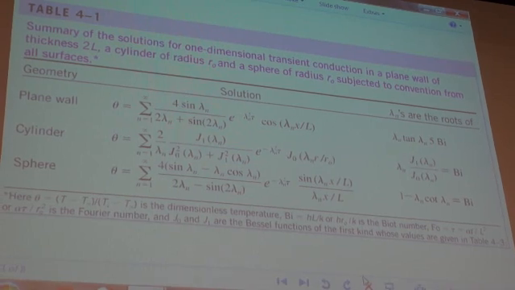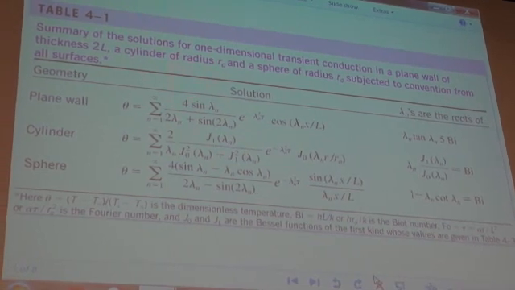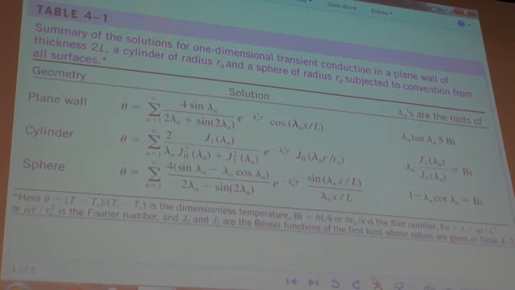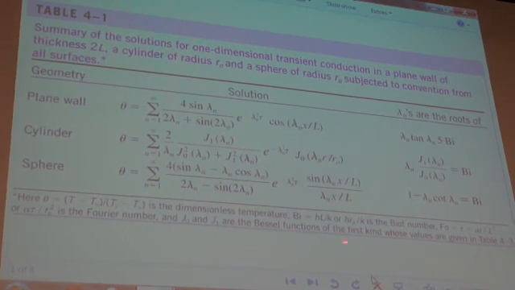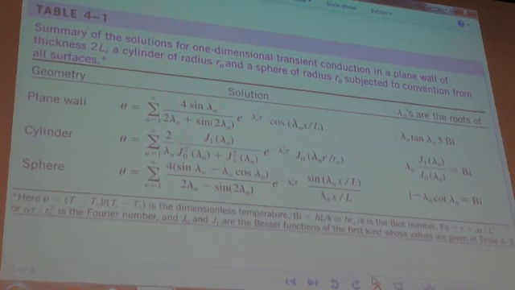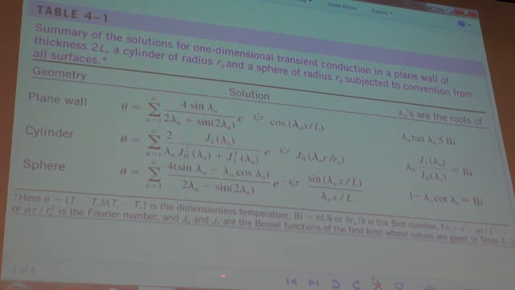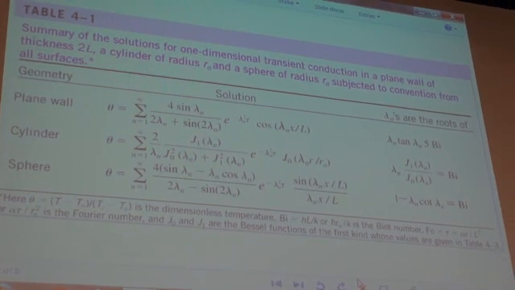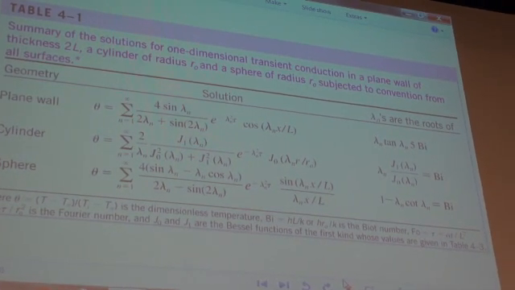Question? The Biot number, I mean, the formula says H over KL, and there it says HL over K. I'm just on the board. Yeah, okay. HL divided by K. Yes. Okay, thank you.